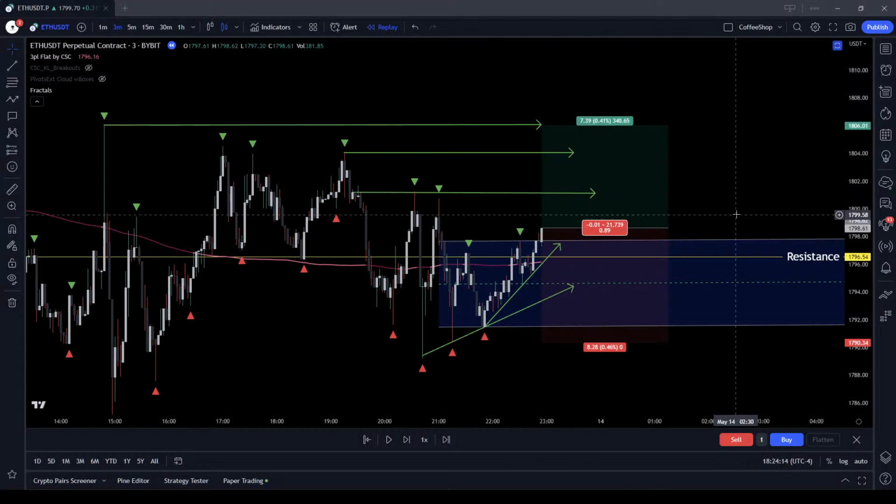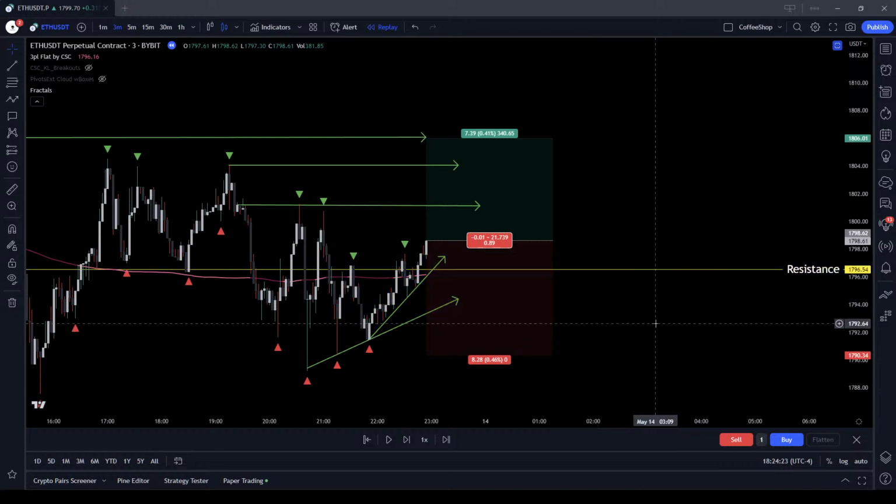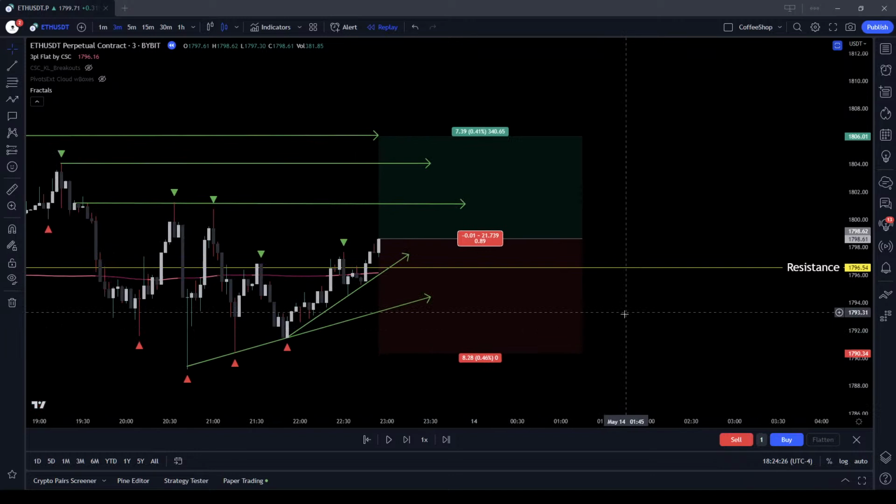Let's see. So anyway, here's what's going on, right? So here is my resistance. I actually broke through that. I'm going to leave this here, okay? I'm getting rid of this because I don't need it anymore. That was just for me to find out where my trend was changing. Let's find out how this works out, this little strategy I got going on.